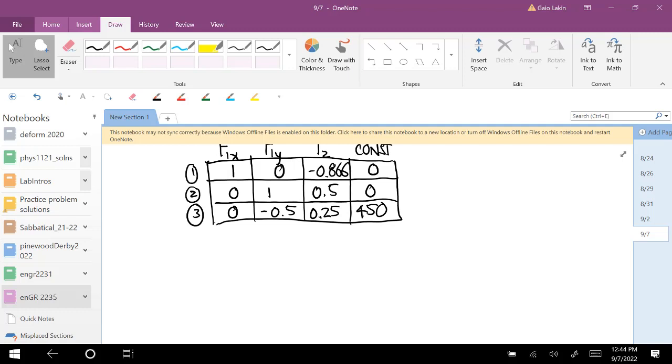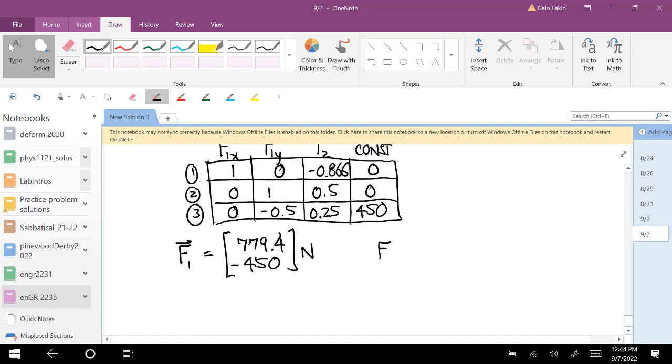So you get that F1 as a vector is 779.4, negative 450. That's in newtons. And F2 is 900 newtons.